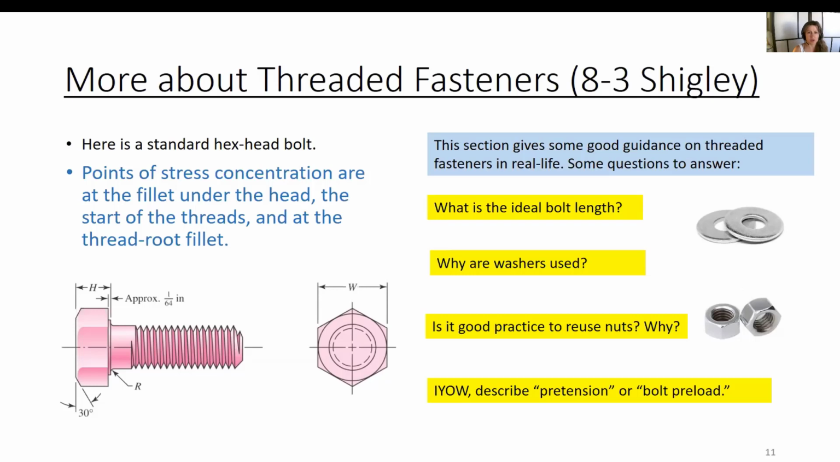So some questions to answer on the quiz, for which you'll have to read this section 8.3. What is the ideal bolt length? Why are washers used? Is it good practice to reuse nuts? Why or why not? And in your own words, describe the concept of pretension or bolt preload, which is actually a really, really important component of fasteners and joints.